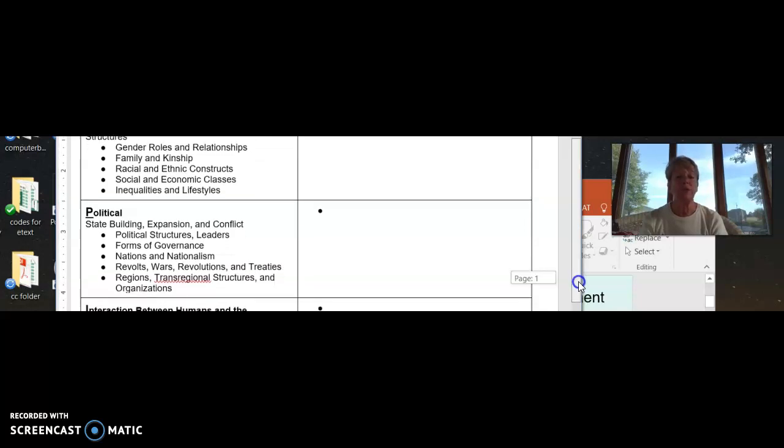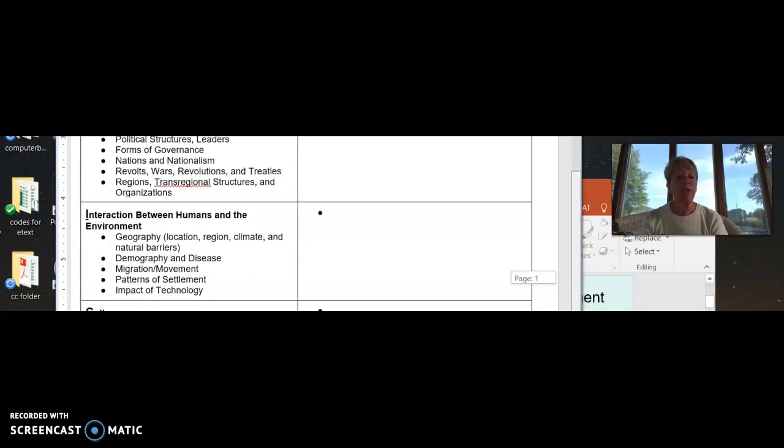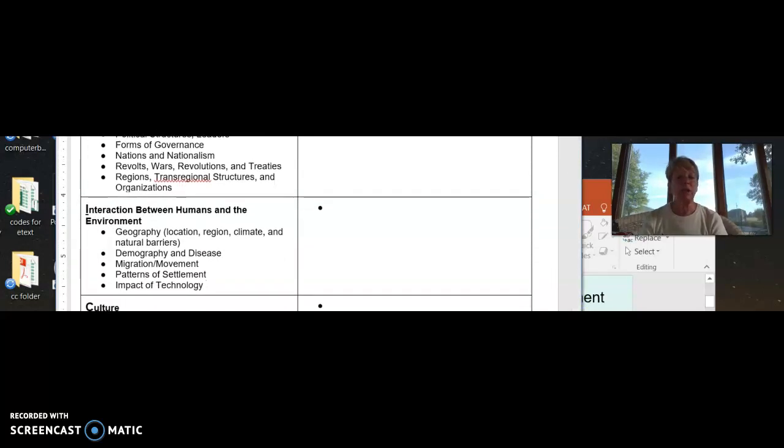trans-regional structures, and organizations. For the I, we're looking at interactions between humans and their environments. How do they interact with their environment? Are there specific areas where they tend to settle rather than in other areas? How about the demography? In other words, where most of the population settles. What about disease? What are the migration patterns? How do they move? And what is the impact of technology on the lives of those people?